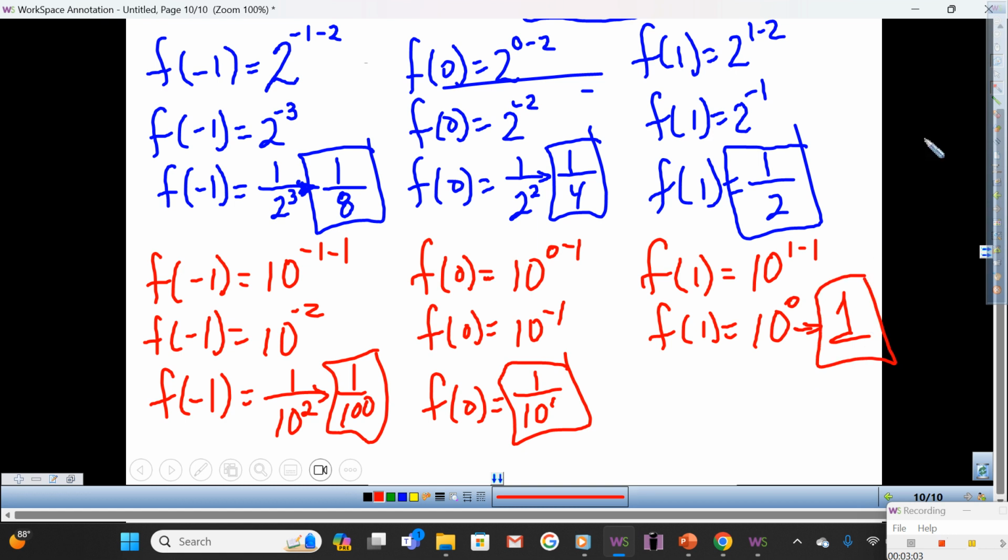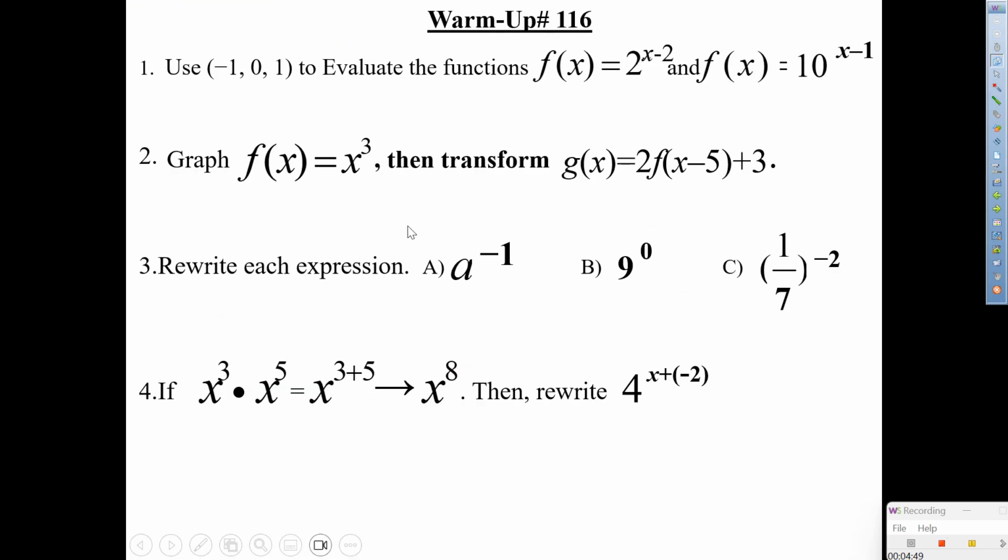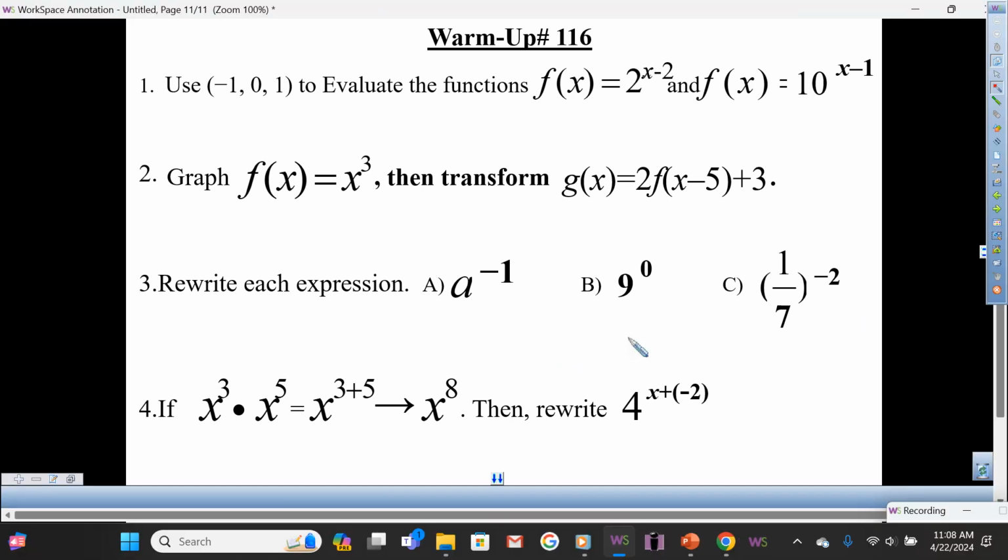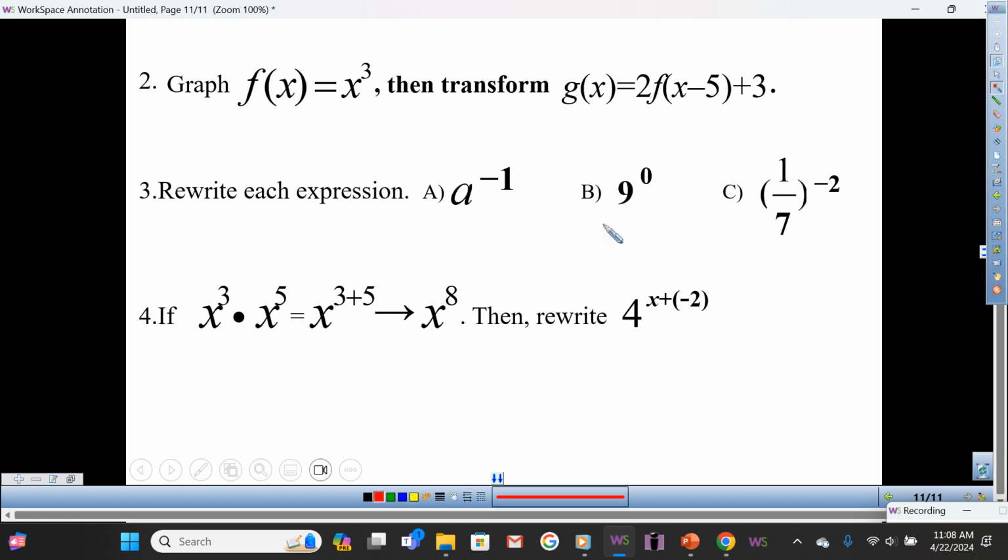Okay, good. So that was number 1. Numbers 2, 3, and 4 you should be able to do by yourself. However, let me go over number 3 and 4 just to make sure we got those. Look at 3A. Tell your neighbor what this becomes. What does that become? Courtney Jean. Yeah, 1 over A to the first. About 1B, Denelli. 9 to the 0 power is 1. That is correct.